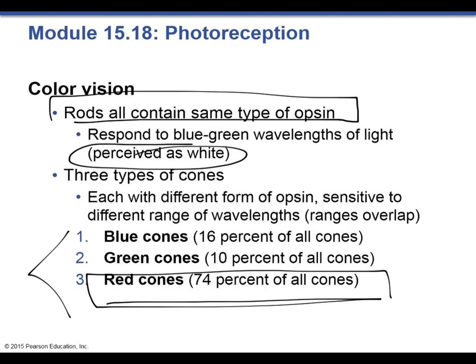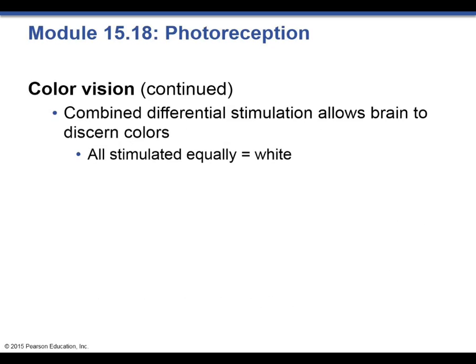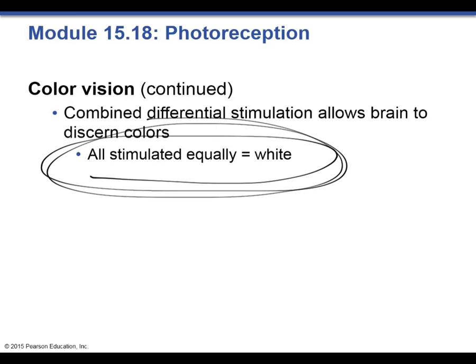If all of these are being stimulated, red, blue, and green, what color do you think you see? Black or white? White, right? If everything's being stimulated, black would be the absence of light, right? And we'll see that in a minute. So if they're all stimulated, the brain sees white, if you will.